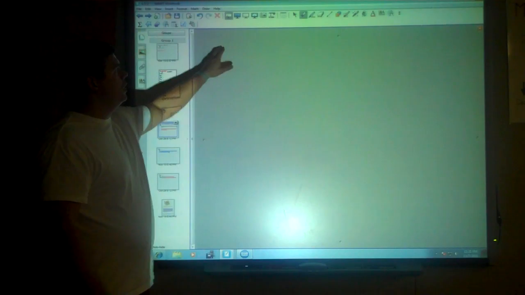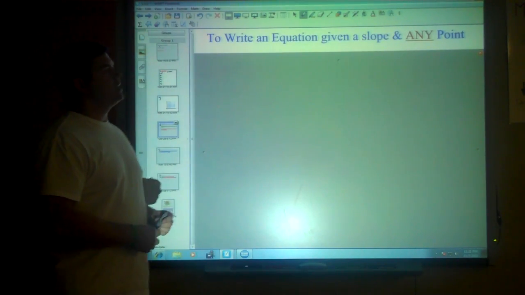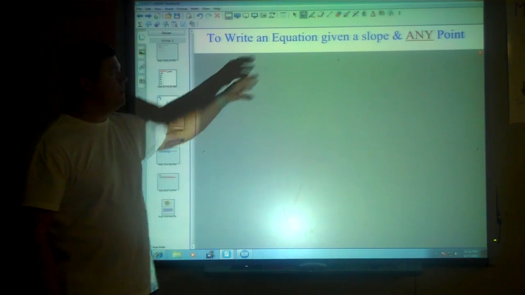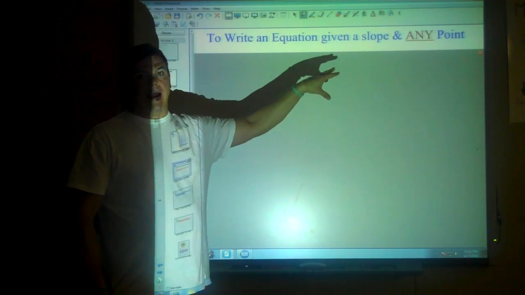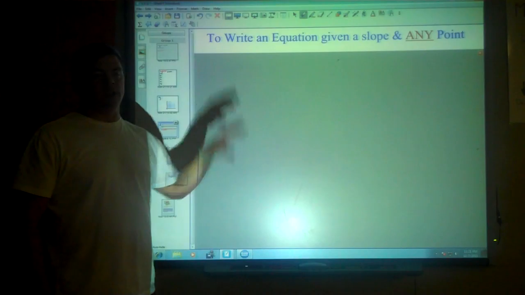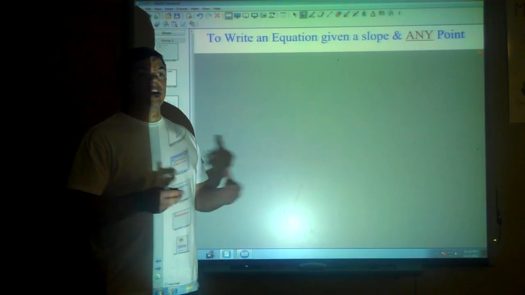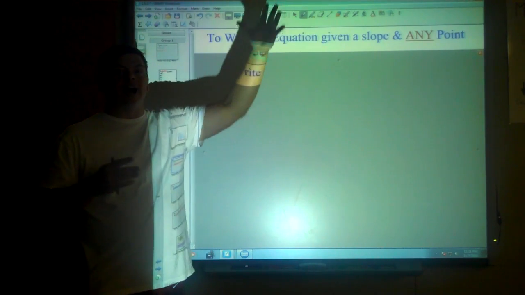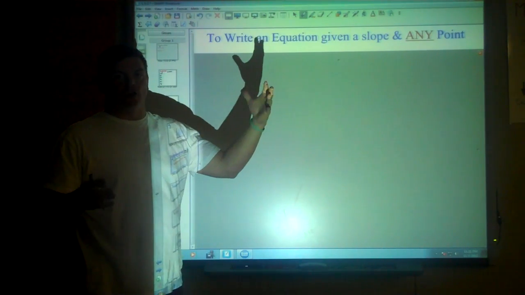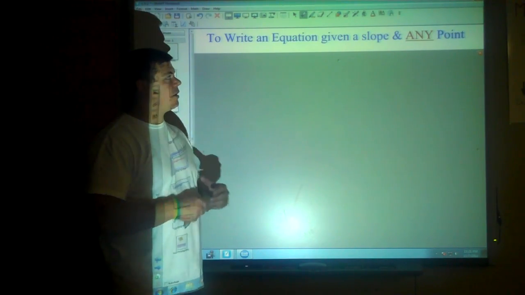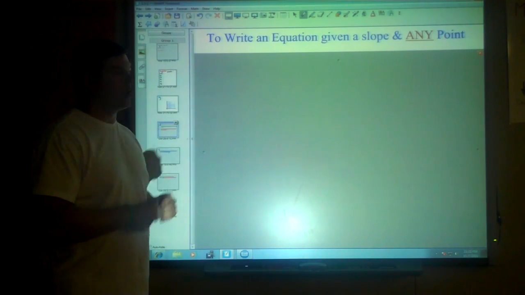So we need to know what to do if we aren't always given the y-intercept. Maybe we are, but maybe we're given some other point that's on the graph that doesn't happen to be that nice convenient y-intercept. We still have to have a plan. The nice thing is, slope is constant throughout the entire graph, the entire equation. So no matter where we are with that slope, we should be able to come up with a value that'll work for us in our equation.